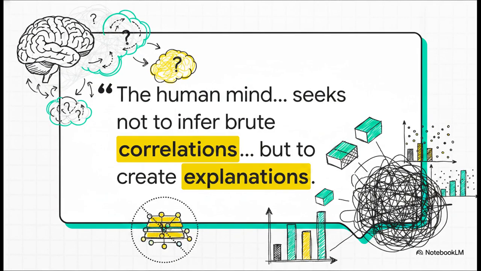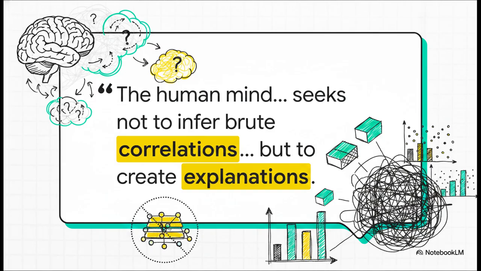I want to conclude this explainer with a really powerful thought from Noam Chomsky. He says, the human mind is not a lumbering statistical engine for pattern matching. It seeks not to infer brute correlations, but to create explanations. Modern neural networks are breathtakingly impressive probabilistic prediction engines. They handle the messy, chaotic data of our world by adjusting continuous numerical weights to guess the best output. But they are not minds. They find correlations, for sure, but they do not inherently understand explanations.